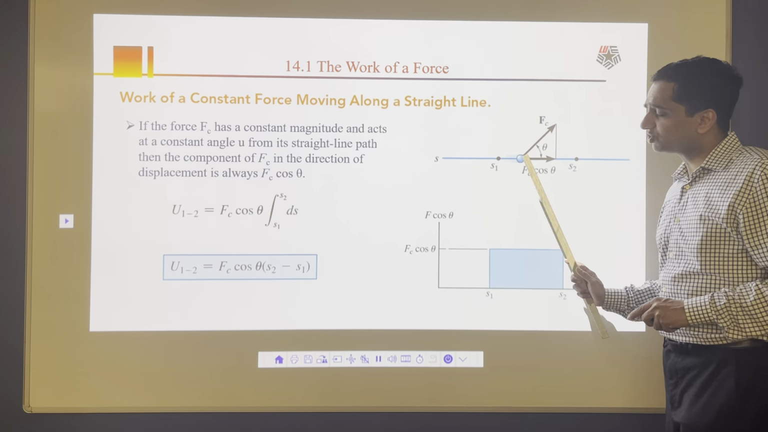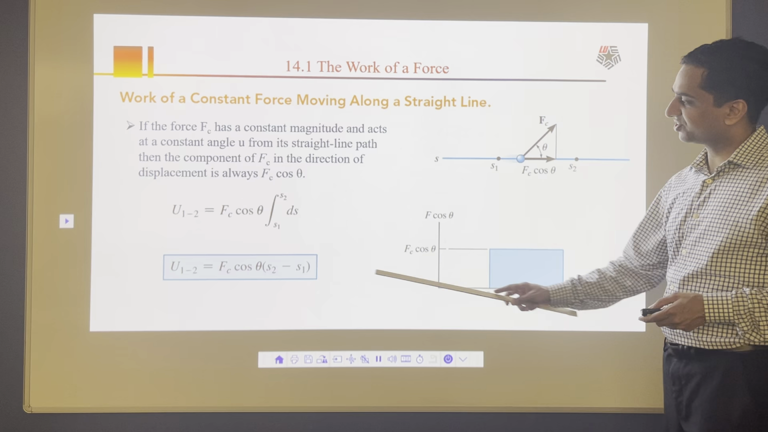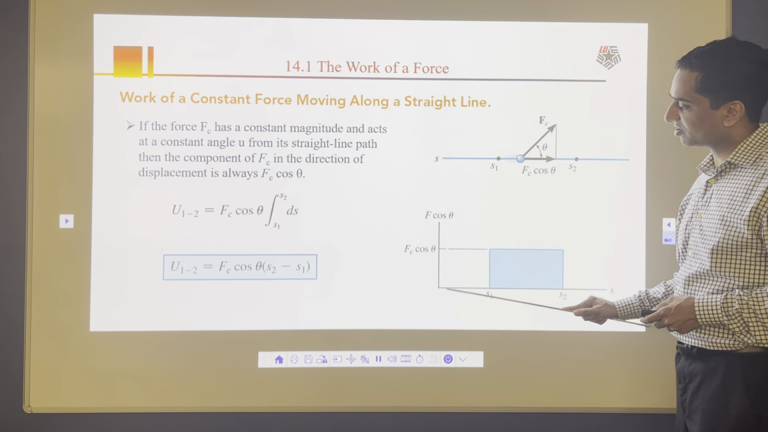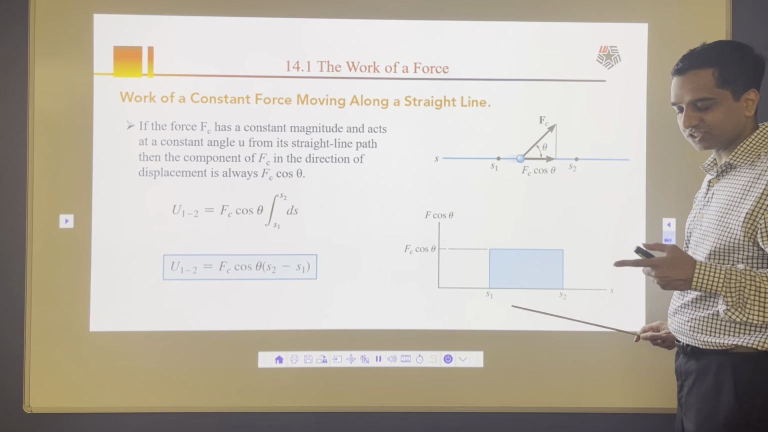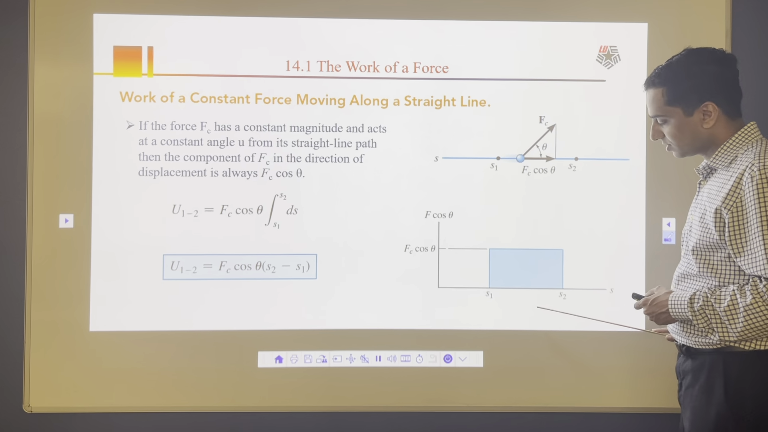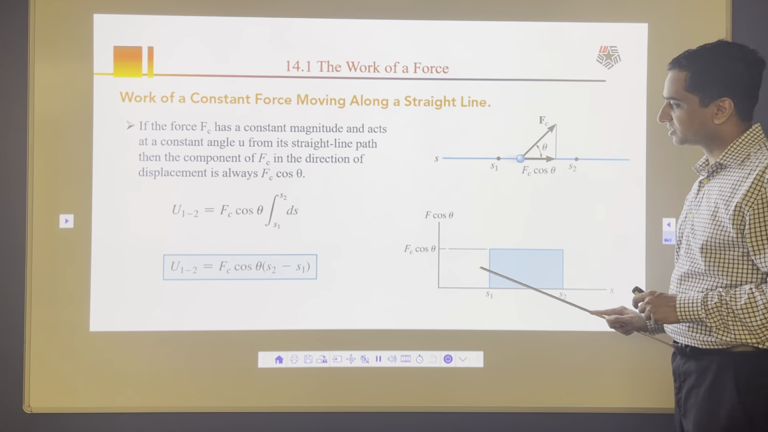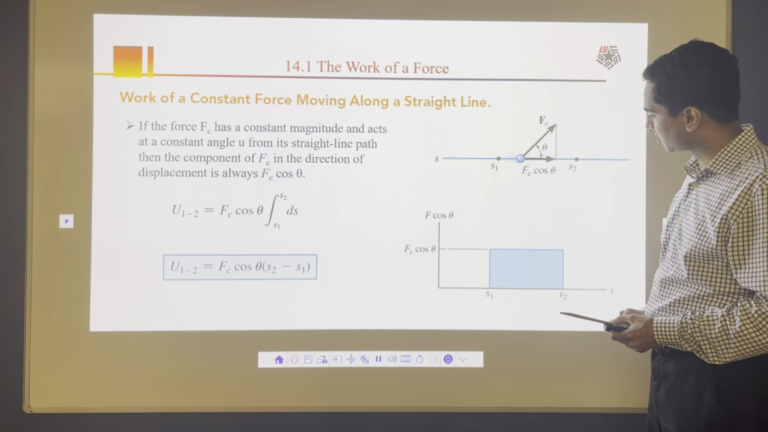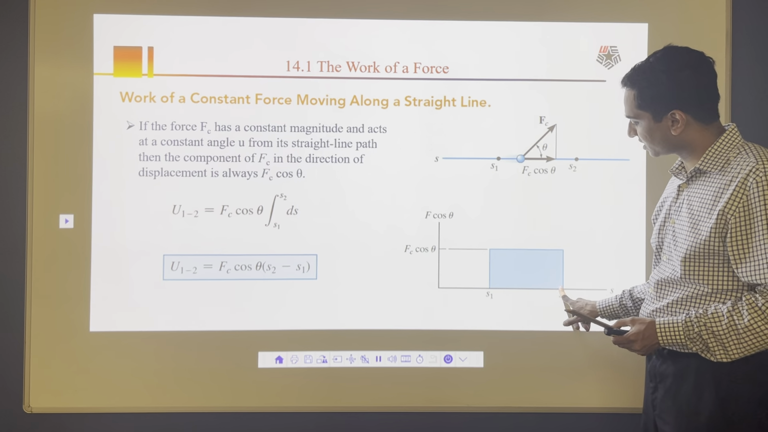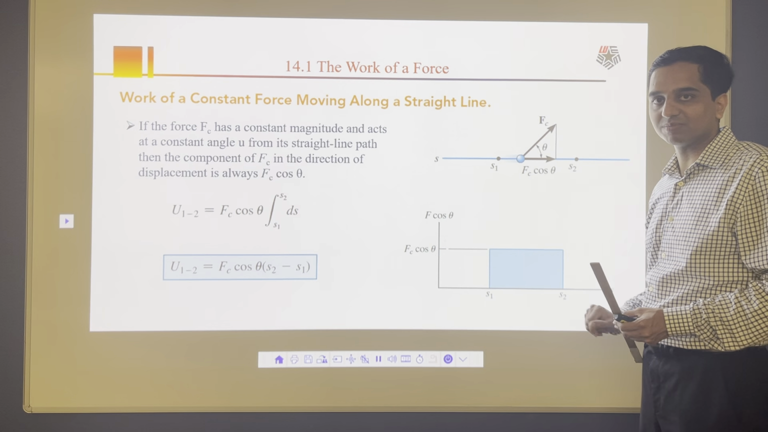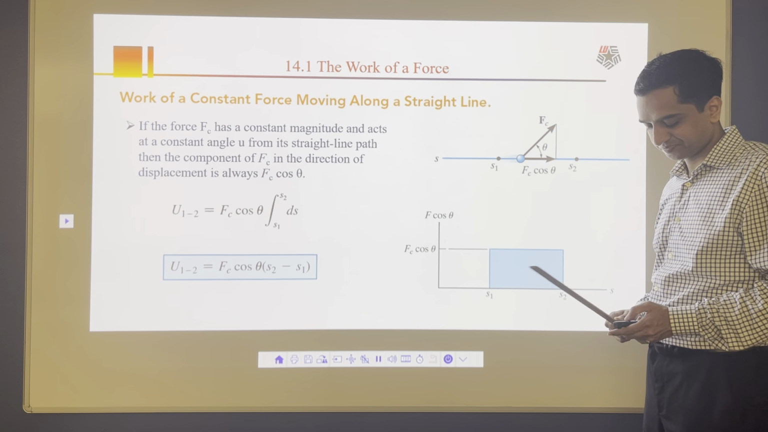If I want to know this work done graphically, a graphical representation, this is the mathematical formula. For the graph, F cos theta goes on the y-axis and the total distance traveled on the x-axis, and if I measure the area under the curve, I will still get the same U12 work done. So this is F cos theta, this is S2 minus S1, and this length times this length, the area of the rectangle, is nothing but the work done in this case.